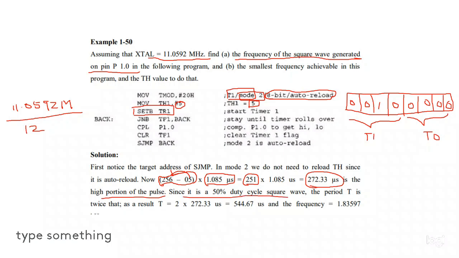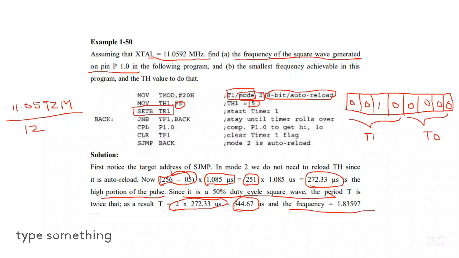Since it is a 50% duty cycle square wave, we took half of that, so the other 50% we need to multiply by 2. So 2 into 272.33, you are going to get 544.67 microsecond for the complete cycle.